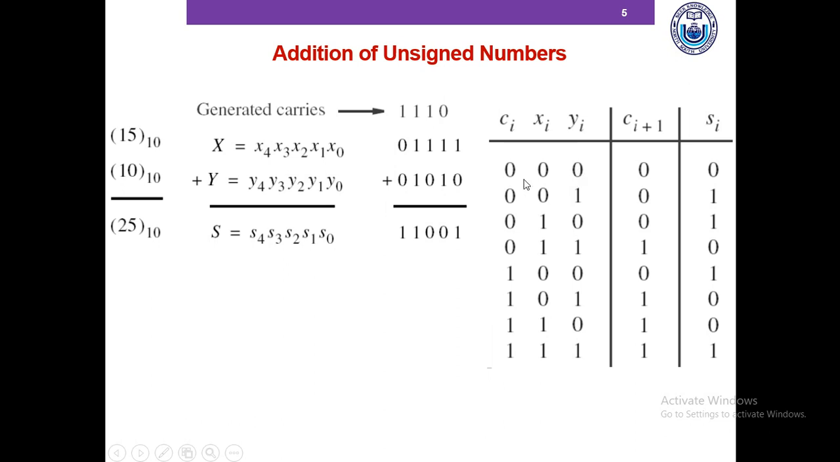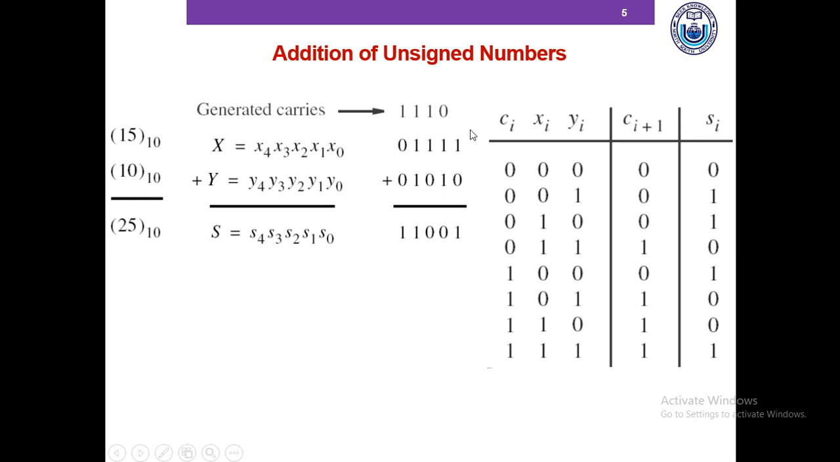So if we sum 0, 0, and 0, the sum is 0, the carry is 0. If we sum 0, 0, 1, the sum is 1, the carry is 0. If we sum 0, 1, 0, the sum is 1, the carry is 0. Again, if we sum 0, 1, and 1, the sum is 0 and the carry is 1, and so on. So this is the truth table of a full adder.